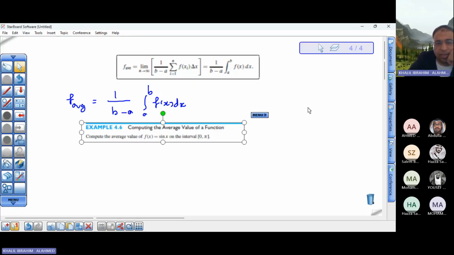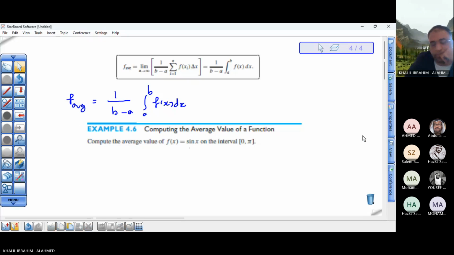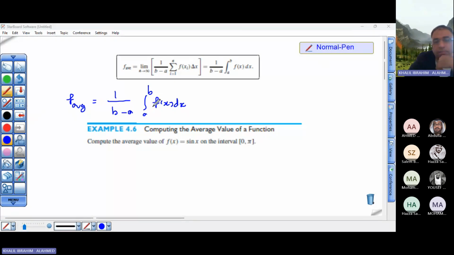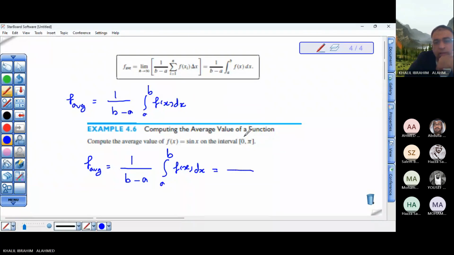This example, Salim, better read the question. Compute the average value of f of x equals sin x on the interval from 0 to pi. Excellent. Okay, this is the formula. We can write V average equals 1 over b minus a, integration from a to b of f of x dx. This is the formula.